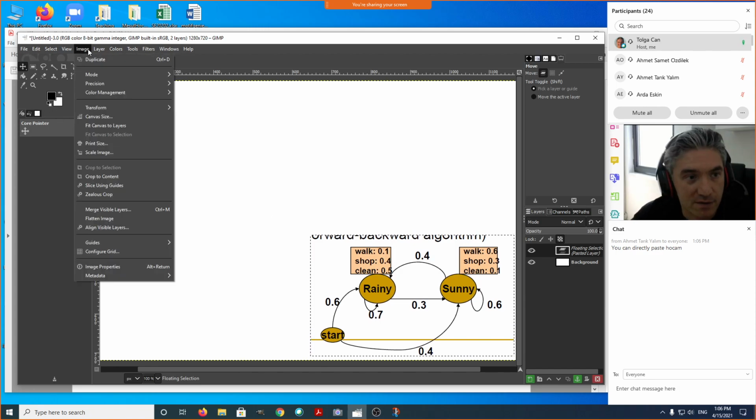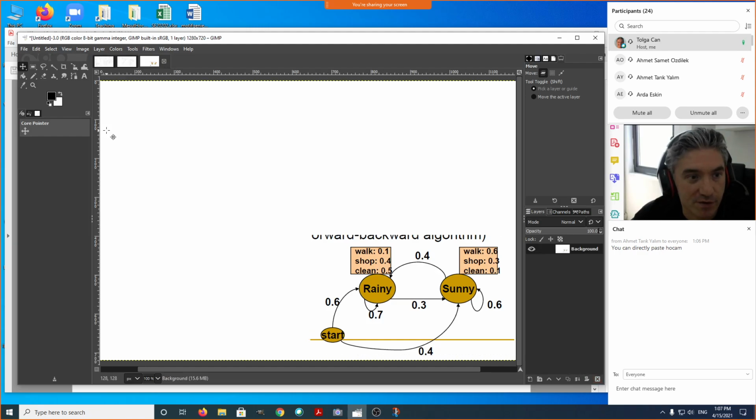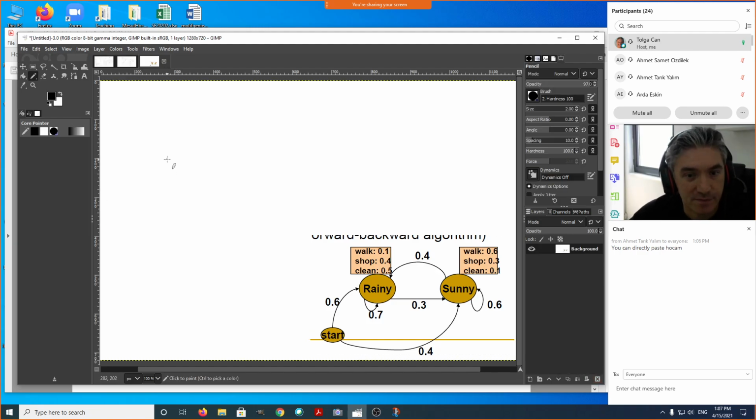And I'm going to flatten the image. Now I can right here. All right. Now, I was wondering about sunny, rainy, and walk, shop, clean, right? Yeah, thank you. I just saw your comment on it after I pasted it. Yeah. So sunny, rainy, walk, shop, clean.